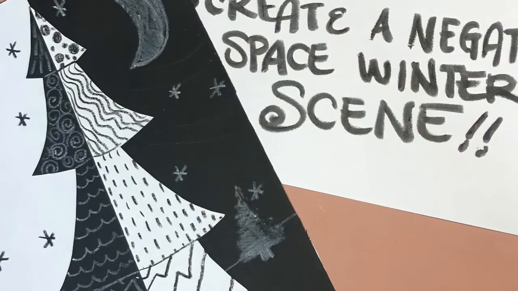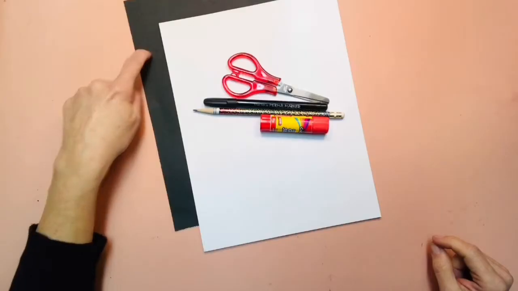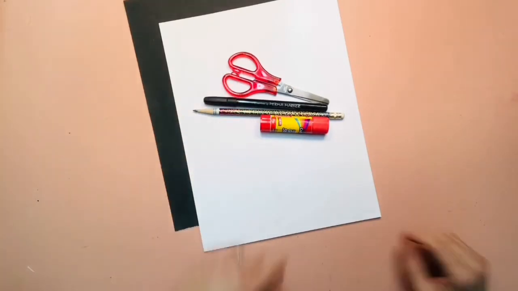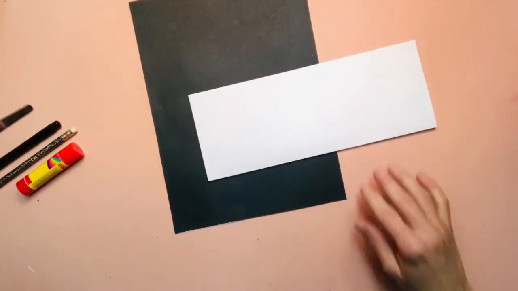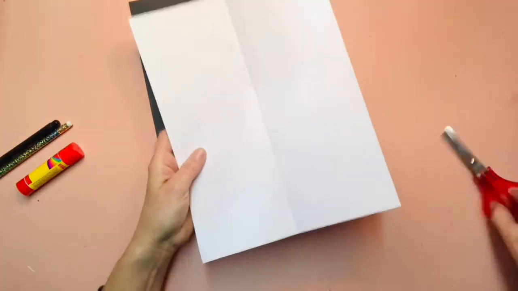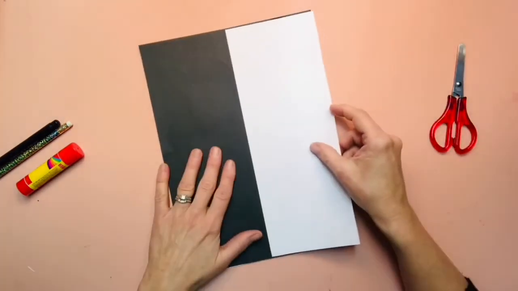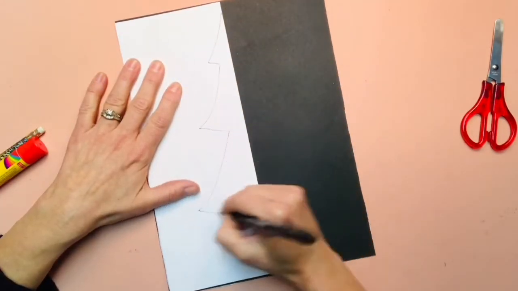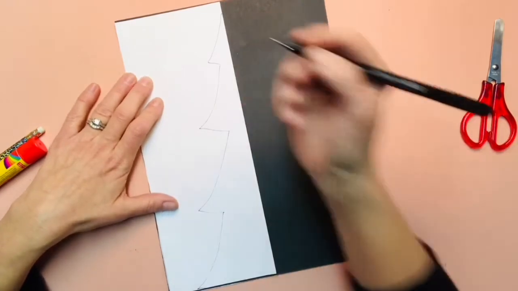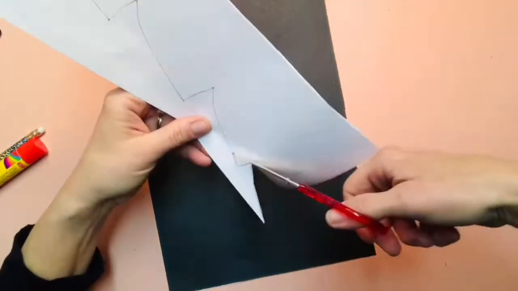So let's get going. Today in art, I can create a negative space winter scene. Here's a peek at the supplies you'll need, so get those ready. And we're going to fold a page vertically. Snip it in half, and you can set the other side away for another project. So I am going to draw a very simple half of a tree. One of those evergreen trees that never loses its needles.